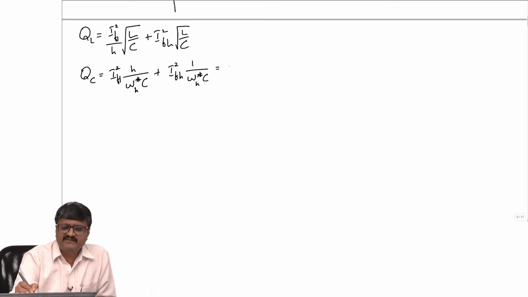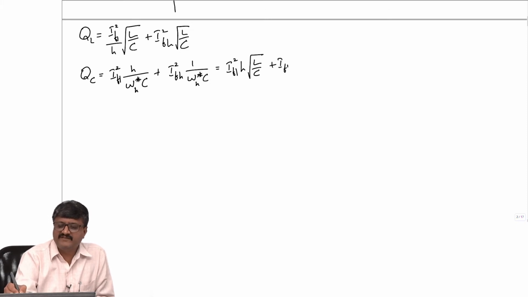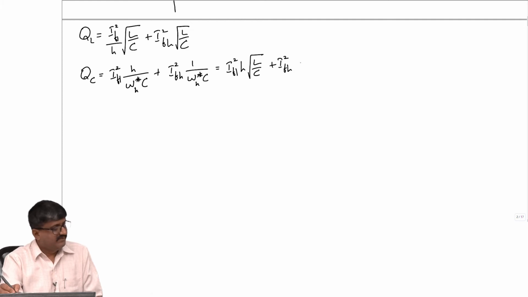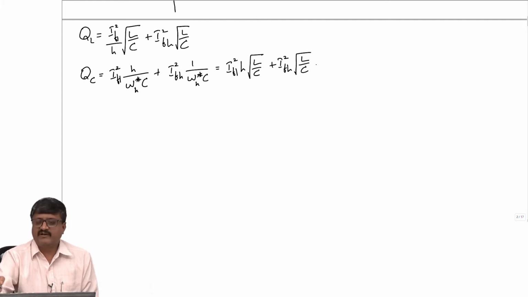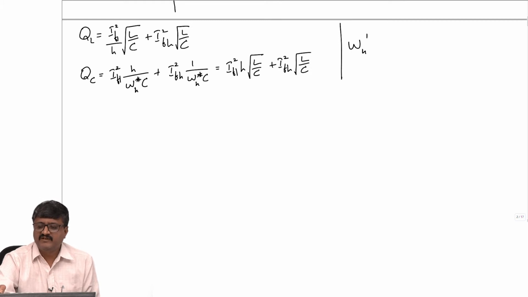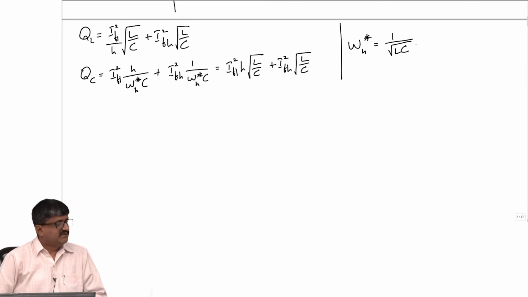So this can be written as, if I use the equation omega h star is equal to 1 by root LC, I get IF1 square into H into root L by C plus IFH square into root L by C. What I have done here is I used this expression for omega h star, 1 by square root of LC. That's it.